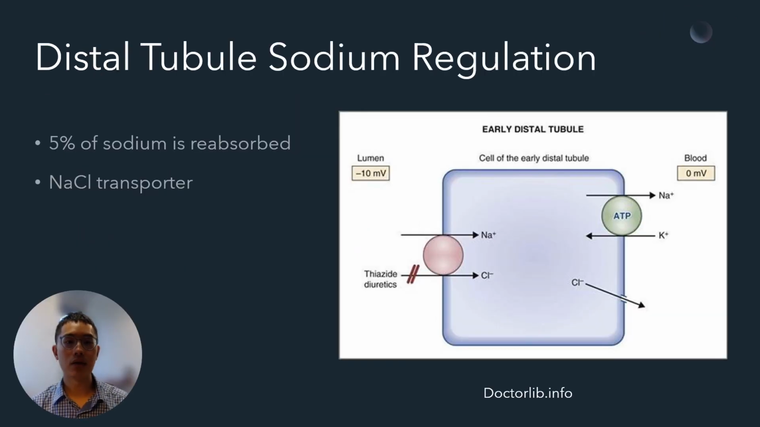We start to get into the fine-tuning of sodium when we enter the distal tubule, but it isn't until we get to the collecting duct segments that hormonal regulation starts to play a key role in sodium regulation. In the distal convoluted tubule, about 5% of the sodium is reabsorbed, mainly through the sodium chloride transporter that we see here on the left-hand side of the diagram. Again, the sodium-potassium ATPase remains a key player in setting up the electrochemical gradient that allows for sodium to be reabsorbed.